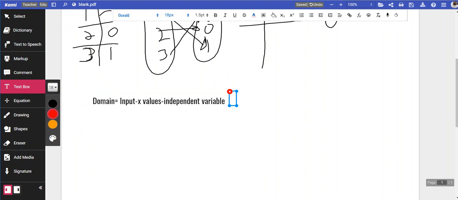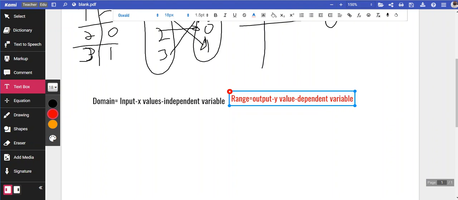Then the other one, never guess what that is. That's range. Range is equivalent to what we say output. Range is your y values, right? Typically, we call this the dependent variable. So that's what you have.